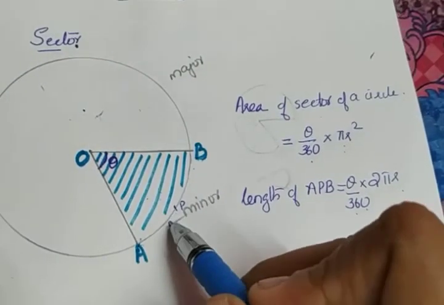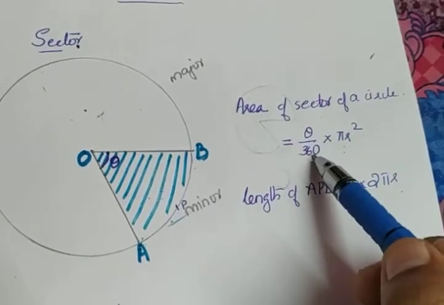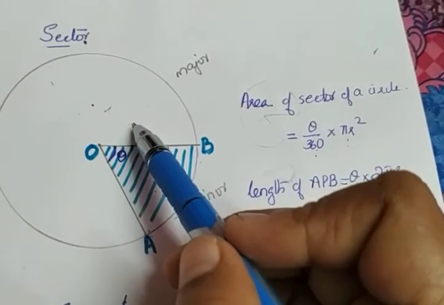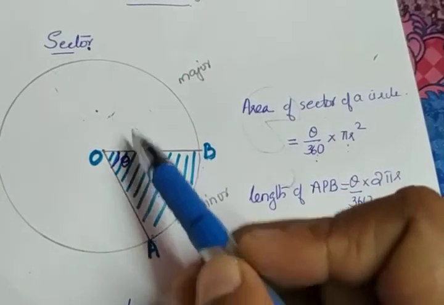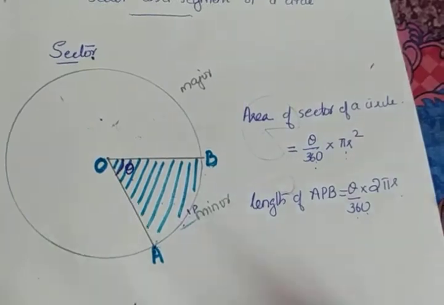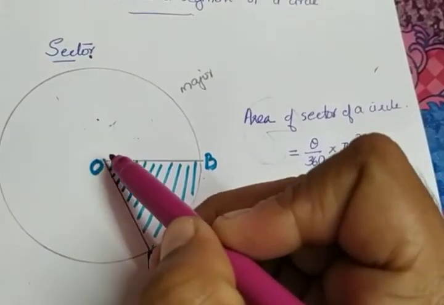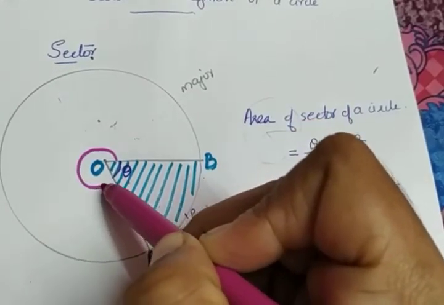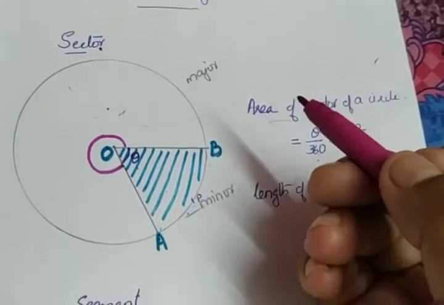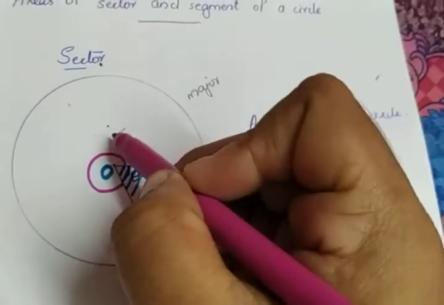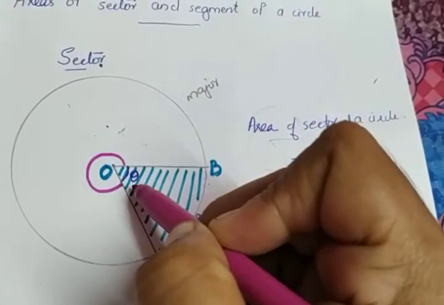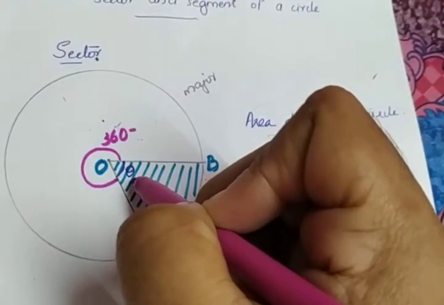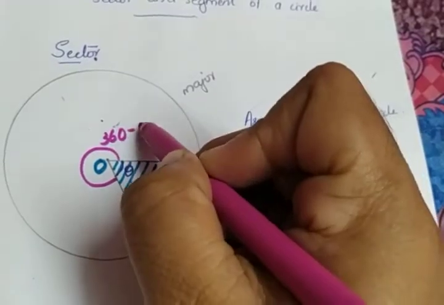So in the case of minor segment, area of the sector is theta by 360 into pi r square. Suppose I need to find the area of this unshaded region. Then can you say this angle is given as theta? What about the other one? The full angle around the point O is 360, isn't it? So this angle will be 360 minus theta.